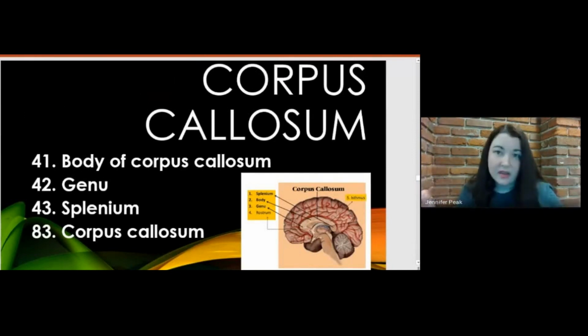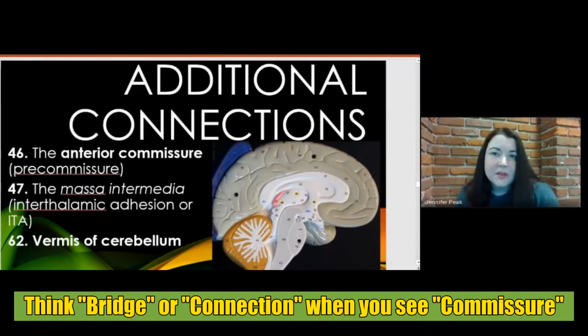So like the whole thing, right? It's kind of this C-shape structure. But it's also going to identify the body of it at number 41, the genu at number 42, the splenium at number 43. You can think of the corpus callosum as a connection, right? It connects the left and the right side. But there's also other connections on this brain model.